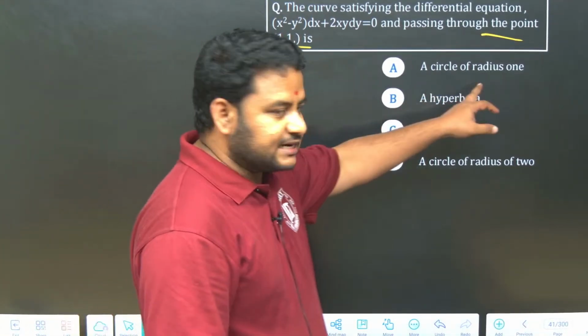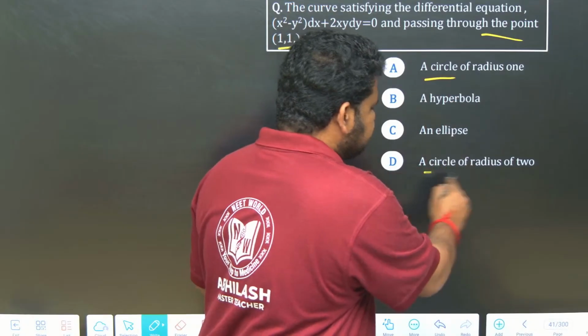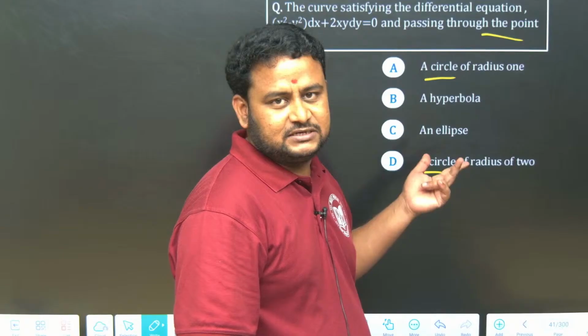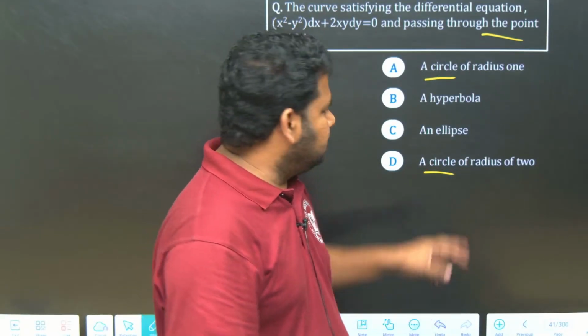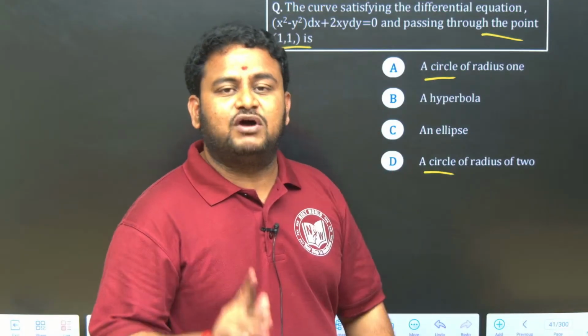So here a circle of radius 1, and here a circle of radius 2 is there. The answer will be out of these; anyone can be the answer. This is what we call smart guessing, not just random guessing. Like this, if there are similar options, one of the similar options will be the answer.